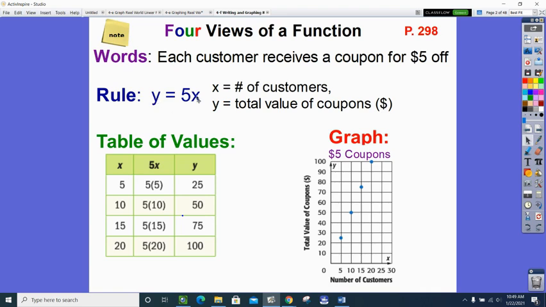So if there's only one customer, one times five. Now if there were two customers, that would be $10 off total. If there are 15 customers, 5 times 15, it would be 75. So again, we take the words, we change it to a rule.